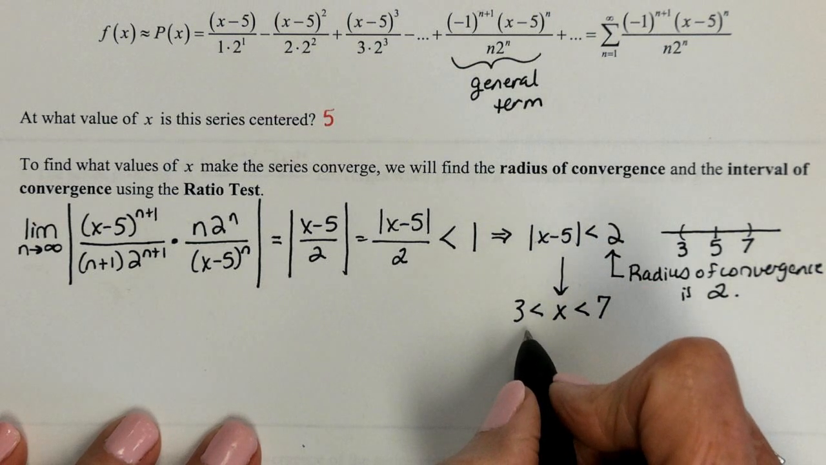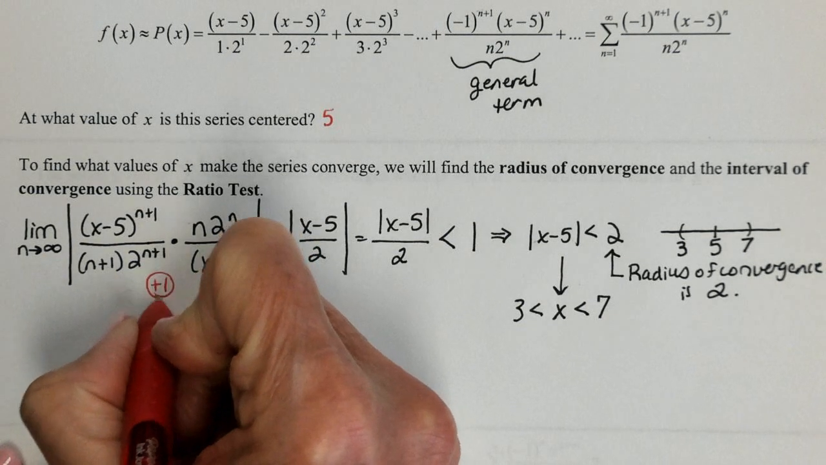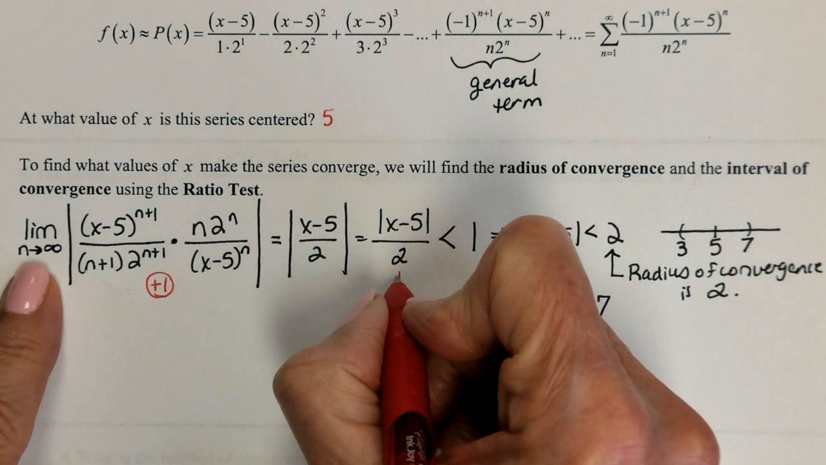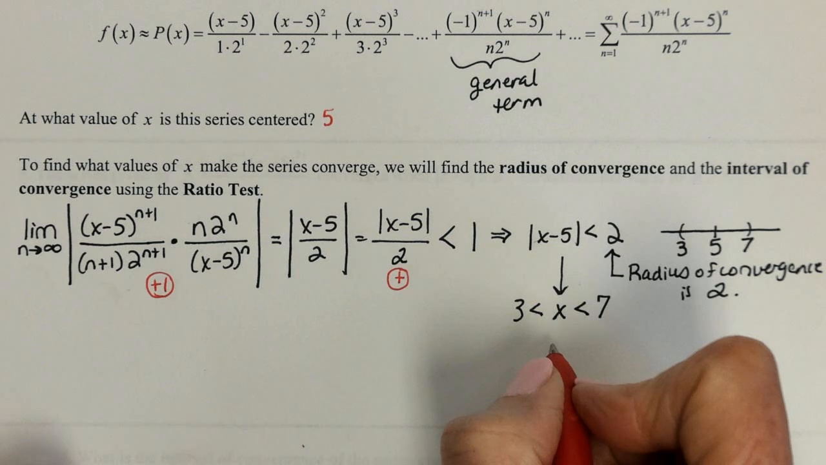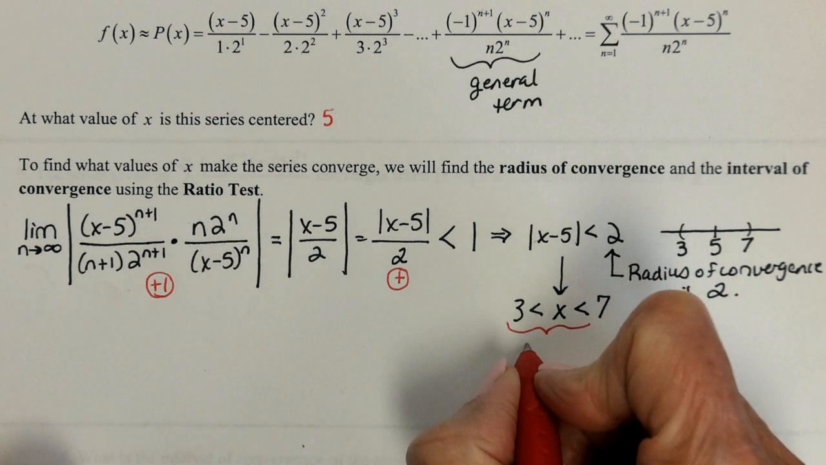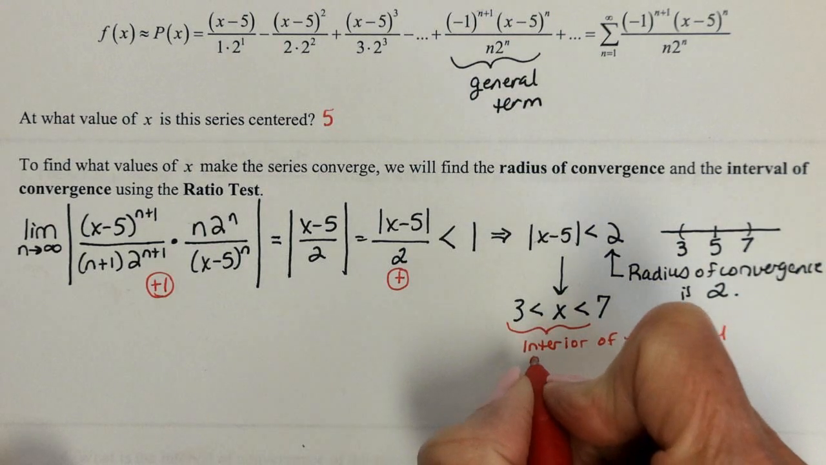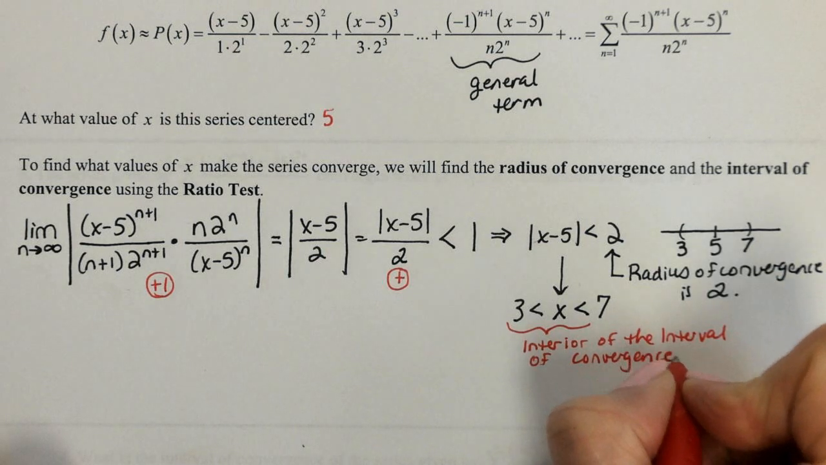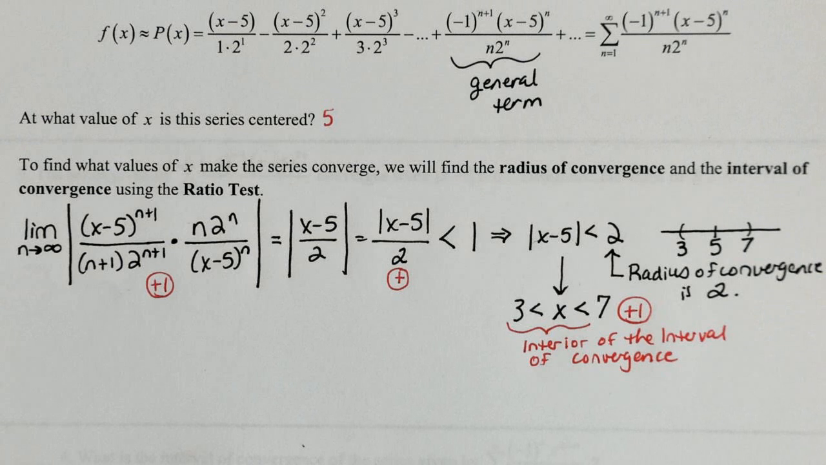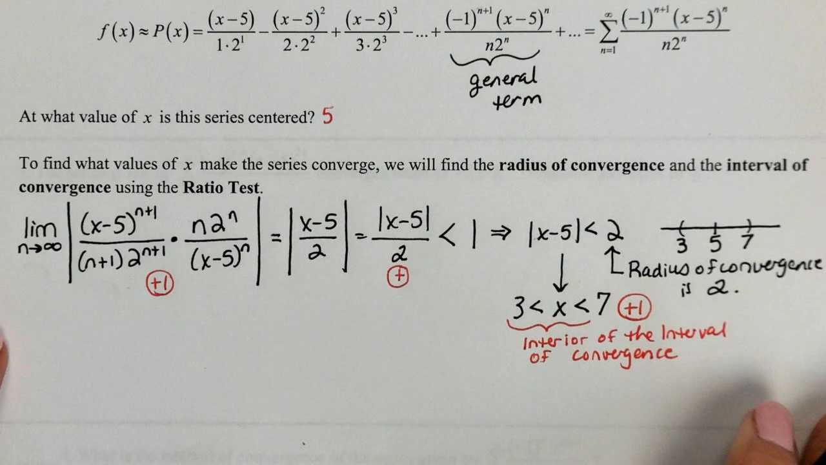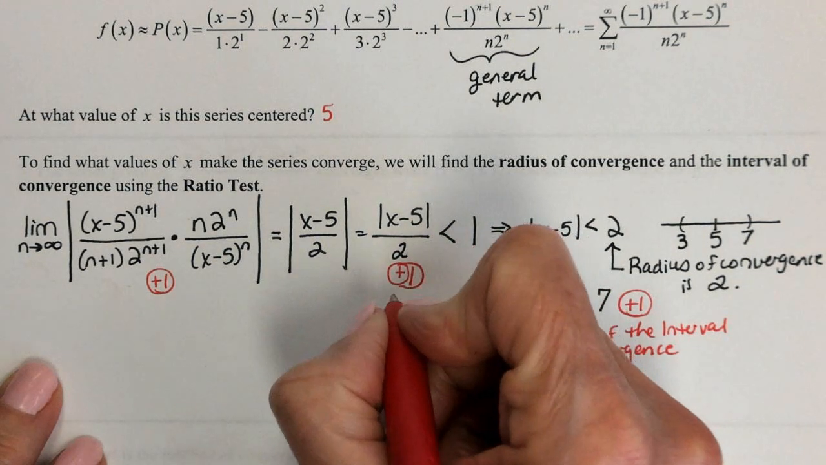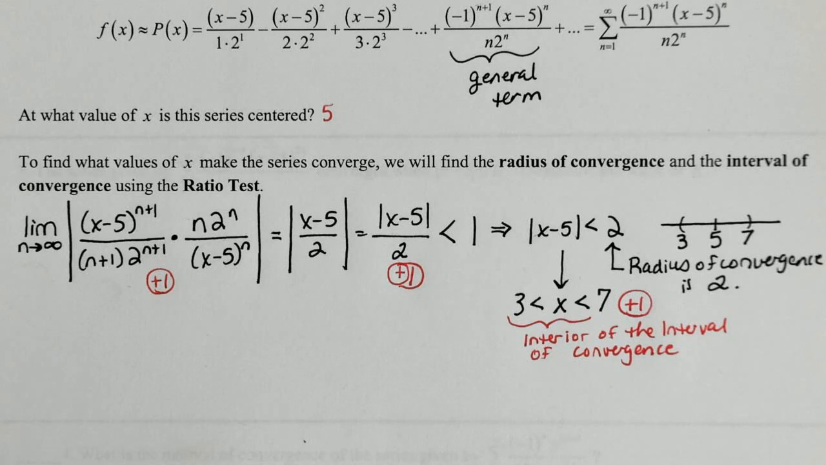I just earned 1 point for setting up my ratio, 1 point for taking the limit of the ratio and getting the correct limit, and 1 point for what they call the interior of the interval of convergence. That was worth another point. These are usually worth 5 points, sometimes worth 4, but at least 4 points. Here are 3 of them. There's still 1 to 2 more points to earn on this problem.